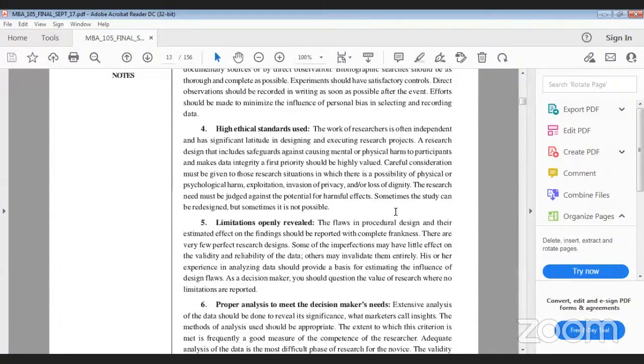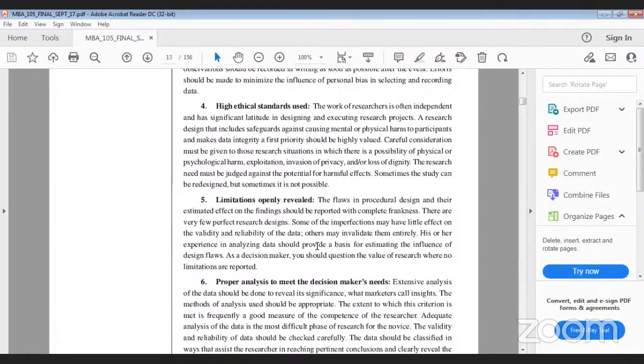harm. नेक्स्ट आहे की लिमिटेशन्स ओपनली रिव्हल. जे काही रिसर्च करण्यासाठी जे काही लिमिटेशन असेल त्या ठिकाणी हे कराव्या, विचारात घेण्यात याव्या. तर limitations openly revealed: the flaws in procedural design and their estimated effect on the findings should be reported with complete frankness. There are very few perfect research designs.